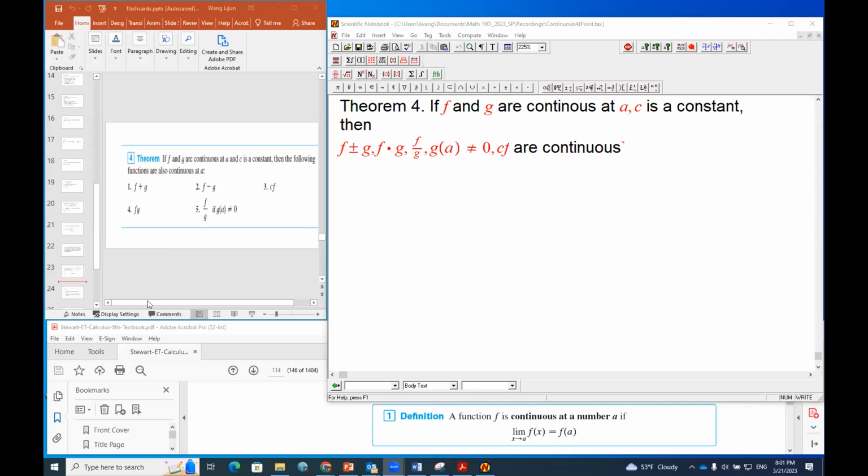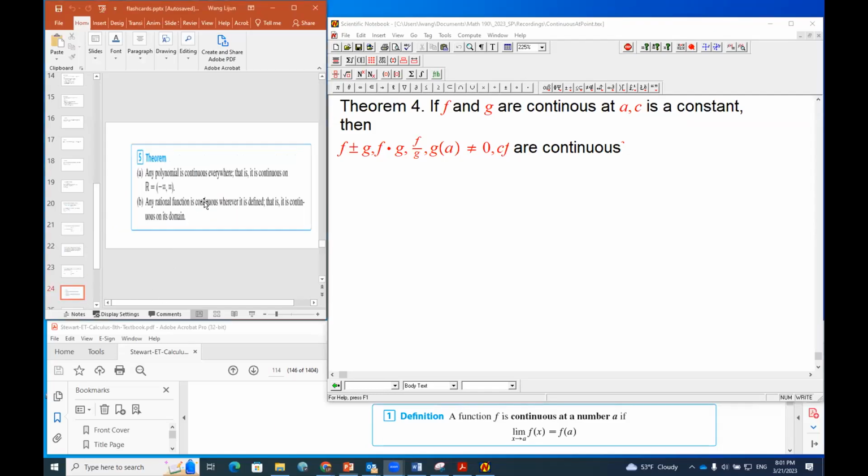And what is more, the next one is also very exciting. Okay, any polynomial is continuous everywhere. Any rational function is continuous wherever it is defined. It is continuous in its domain. Okay, so theorem number 5 is very exciting. Theorem number 5, right? Polynomial is continuous everywhere. Rational function is continuous in its domain.